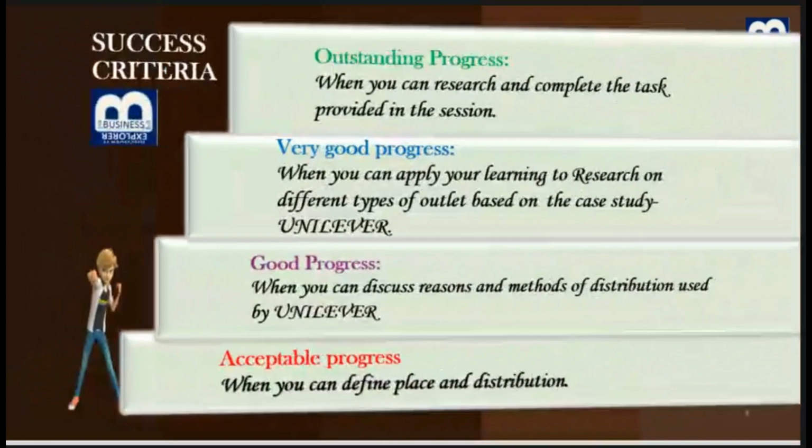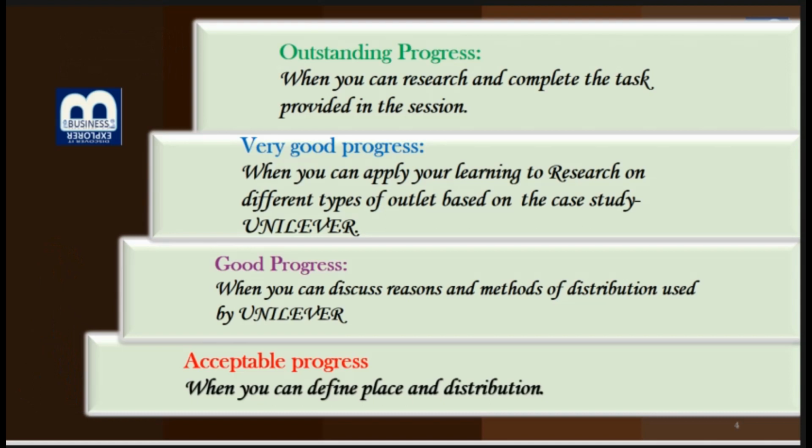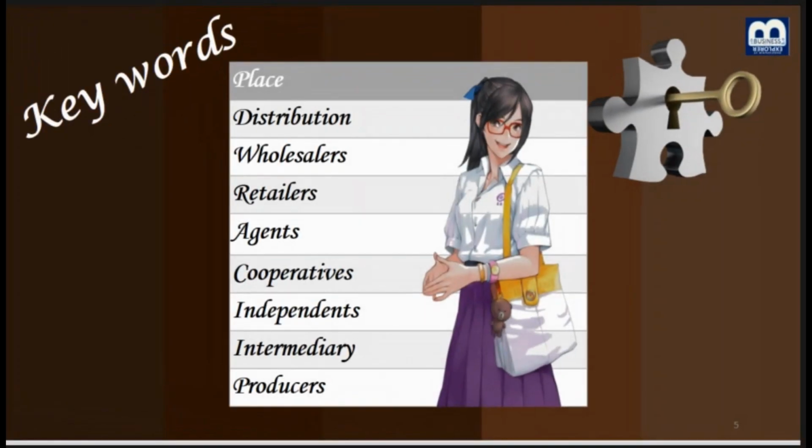The success criteria goes like this. You make an acceptable progress when you can define place and distribution. You make a good progress when you can discuss reasons and methods of distribution used by Unilever. You make a very good progress when you can apply your learning to research on different types of outlet based on the case study Unilever. You make an outstanding progress when you can research and complete the task provided in the session. Let's move on to the keywords. The keywords of the day is place, distribution, wholesalers, retailers, agents, cooperatives, independents, intermediary, and producers.